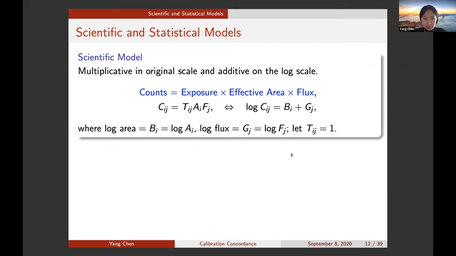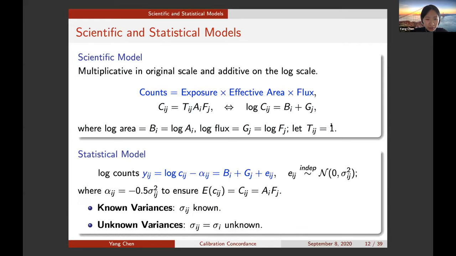As Herman just mentioned, the scientific model is essentially a multiplicative model on the original scale. The uppercase C_ij denotes the expected photon counts. T_ij contains the exposure time, but also all of the complicated factors that Herman just talked about, multiplied by the true effective area times the true flux. This is a multiplicative model, and if we put it on log scale, we get an additive model. To make the story simple, we assume the non-multiplicative factor T_ij is equal to 1 in this work.